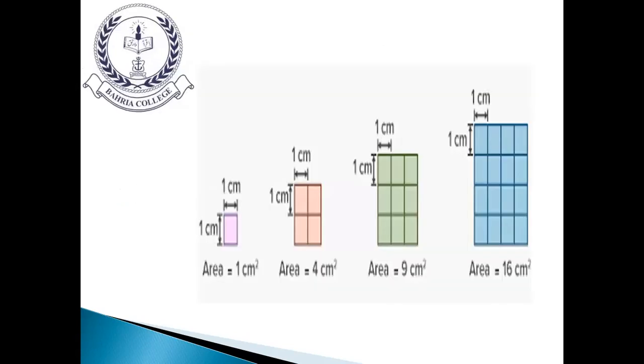Now here you can see we have shown different square units. What are the square units? I told you that length is same, width is same, that is a square unit. So the first square is 1 centimeter length, 1 centimeter width, so it is 1 by 1 square. Now here you can see that 1 centimeter squares are 4. So here the width is 2 and length is 2. So the area of 2 by 2 is 4 centimeter square.